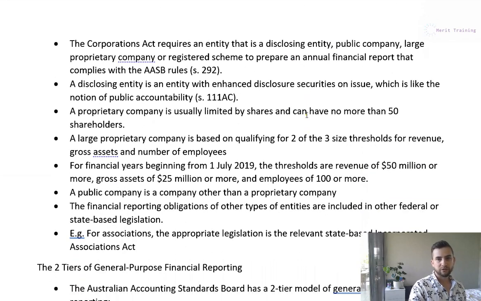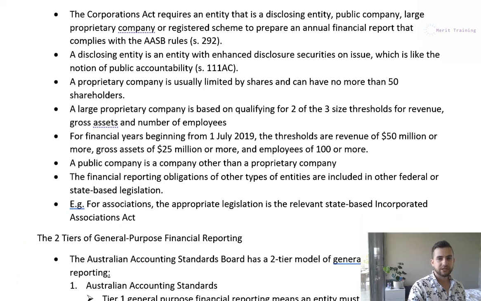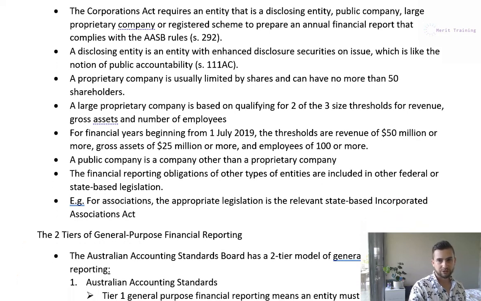So the Corporations Act requires an entity that is a disclosing entity, public company, large proprietary company, or registered scheme to prepare an annual financial report that complies with ASB rules. This one is actually specified by the Corporations Act. Next, a disclosing entity is an entity with enhanced disclosure securities on issue, which is like the notion of public accountability. So that's more like the charities and things like that.